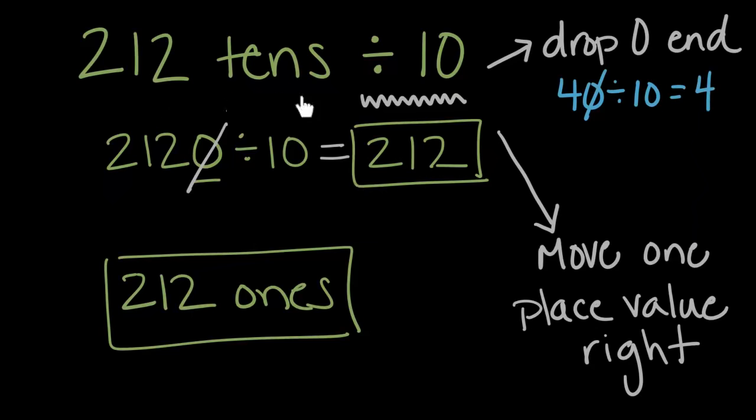So 212 tens divided by 10. We could write the number out and drop a 0, or we could think about place value and move one place value to the right. Either way, our answer is 212 ones.